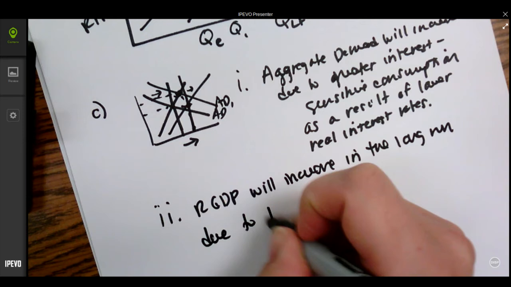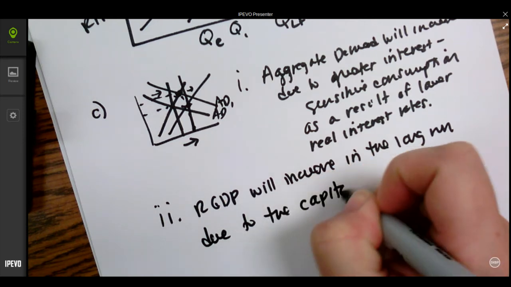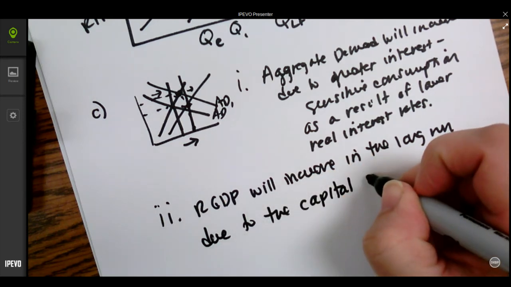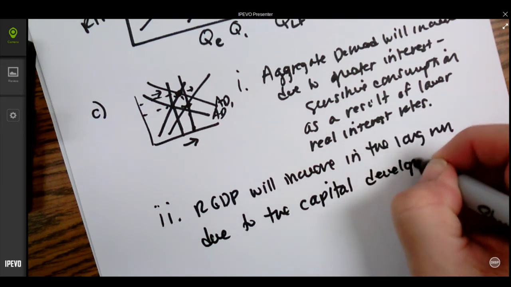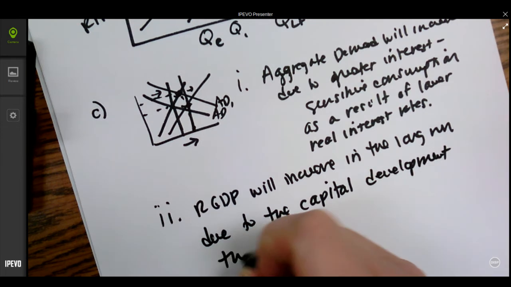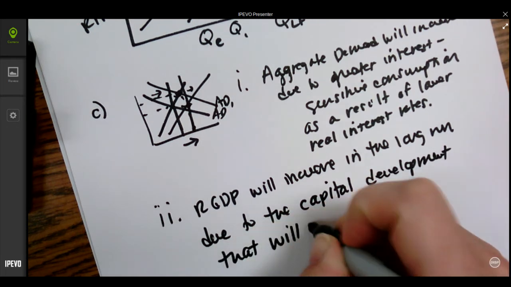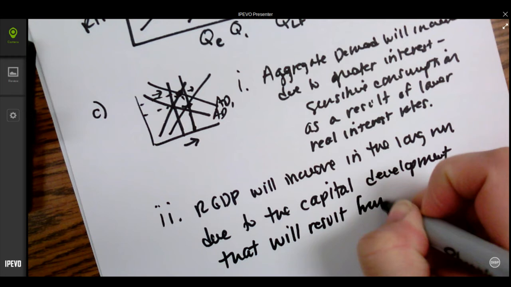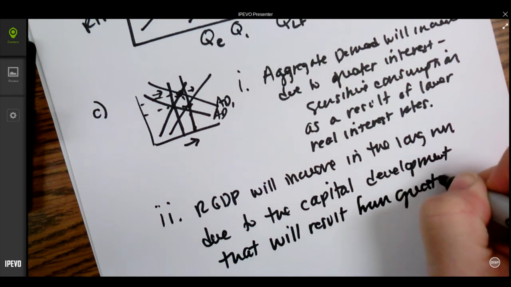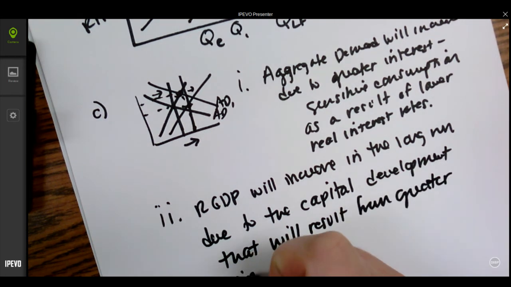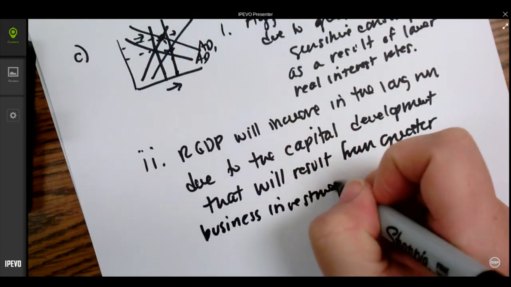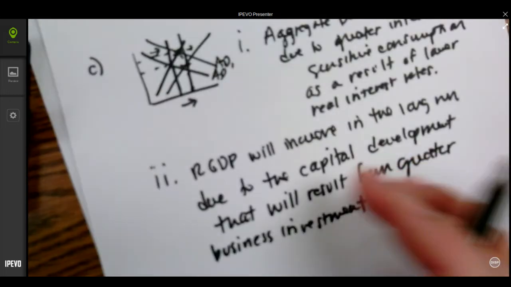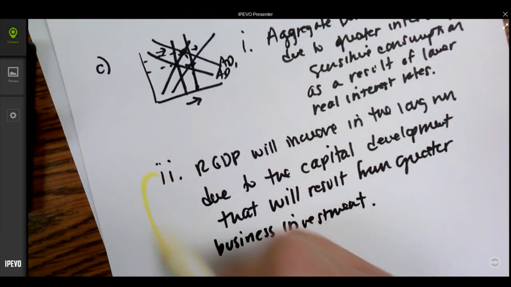due to the capital formation or the capital development that will result from greater business investment. Now, this is the correct answer that's supplied by the College Board.